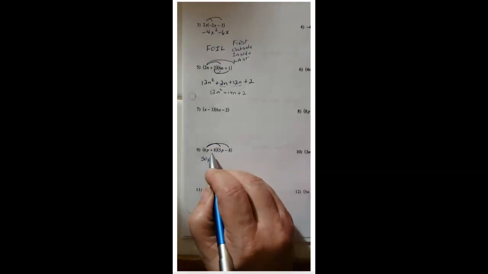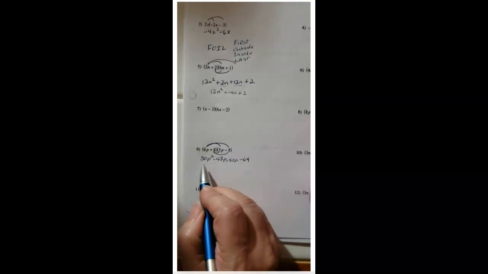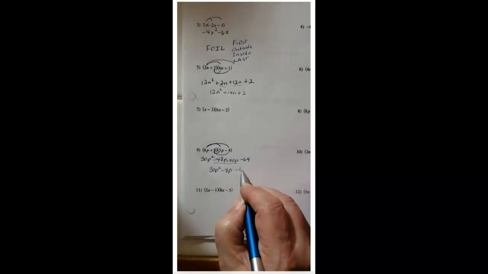Outside times outside would be a negative 8 times 6p, which would be a negative 48p. Inside times inside would be a positive 40p. And last times last would be a negative 64. And then I need to make sure that I combine like terms. There is nothing that's going to go with that 30p squared. If I combine these two, it's going to be minus 8p. And then there is nothing that goes with that negative 64.